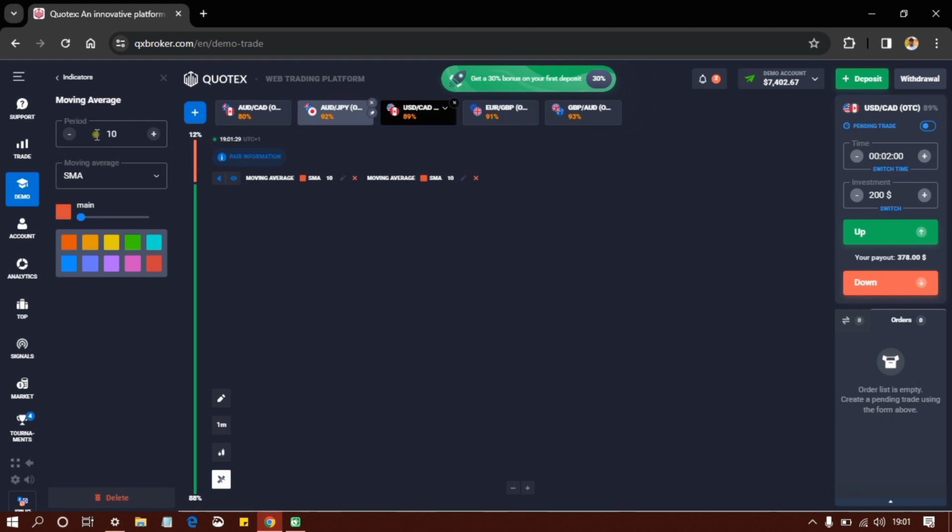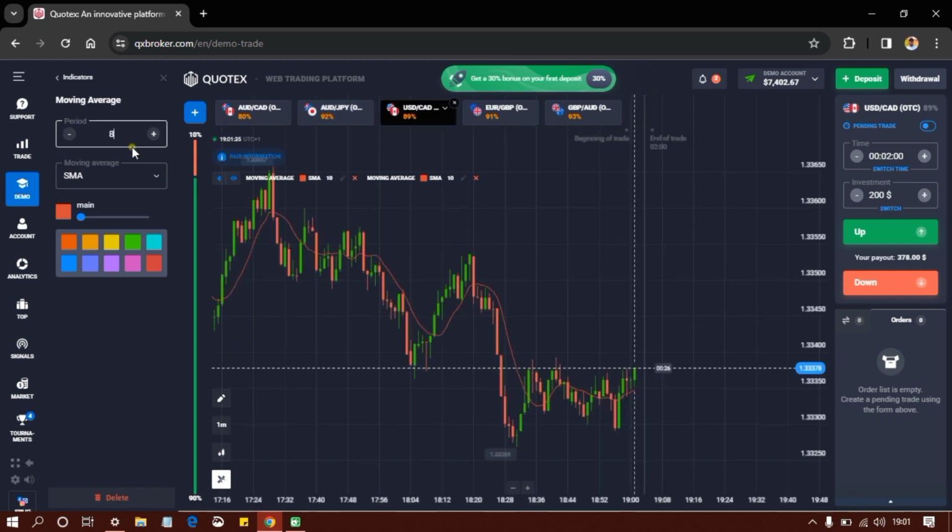For the first settings, we are going to be changing the period to period 8. After we've done that, we are going to be changing the moving average below to an EMA instead of an SMA. So we change it. Now this particular style here is just talking about the moving average line. So we are going to be changing it to yellow, and we increase the boldness a bit. And that is all for the first settings of this moving average.